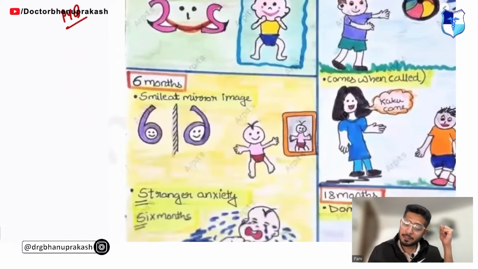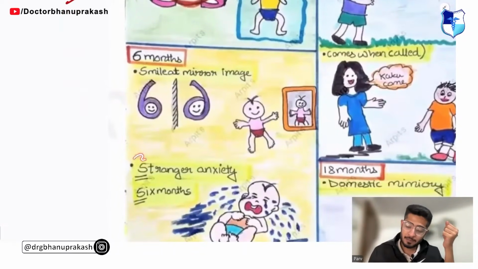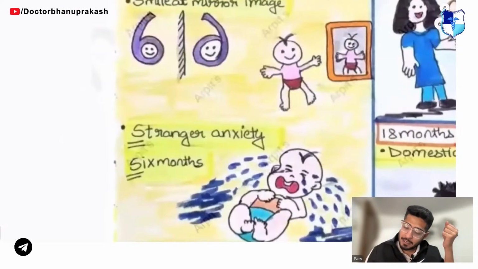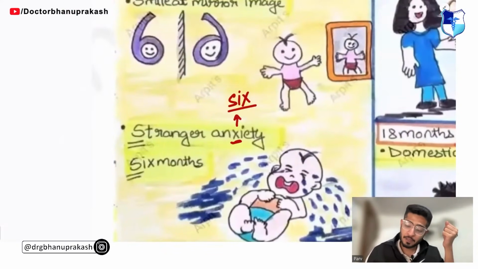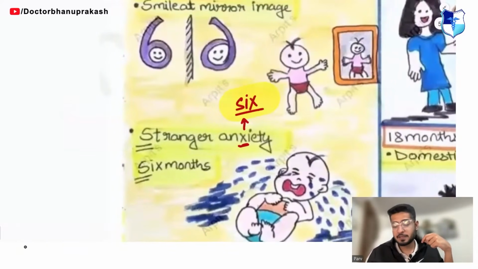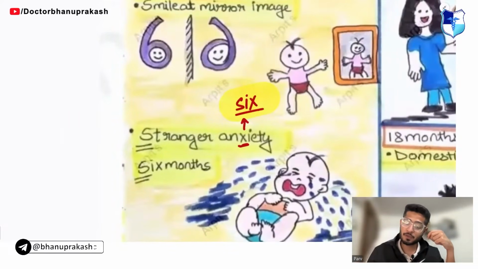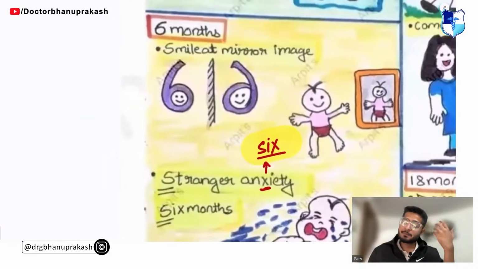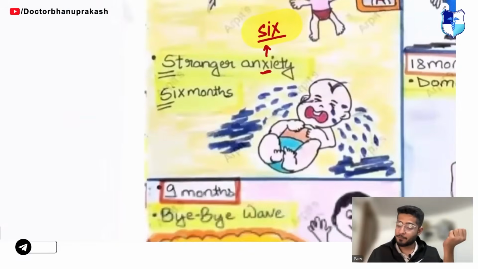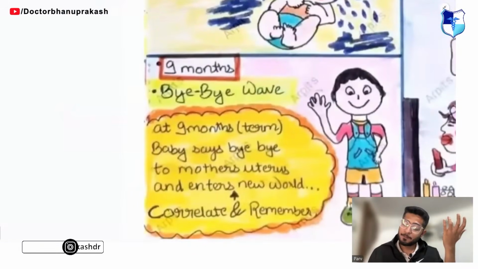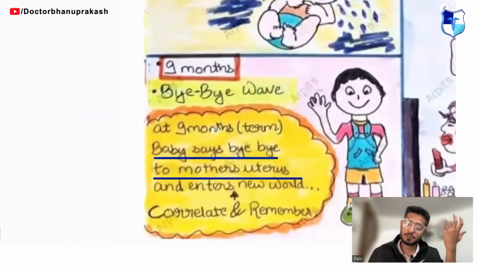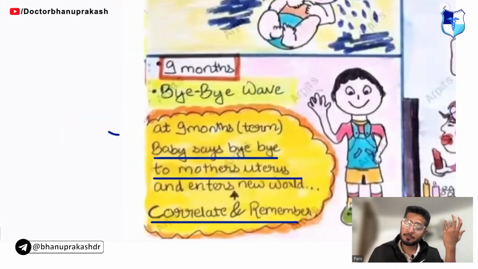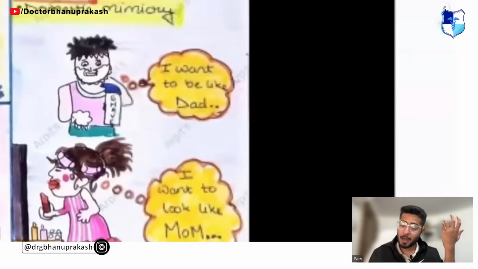And then at 6 months, smiling in the mirror. Okay, 6 months will also be stranger anxiety. So anxiety has got this X and I word, and 6 has also got these words. So it's very easy to remember that stranger anxiety is going to be at 6 months, and smile at mirror image. At 9 months, of course, the baby says bye bye to the mother's uterus. So you can correlate and remember that at 9 months the baby is going to say bye bye.